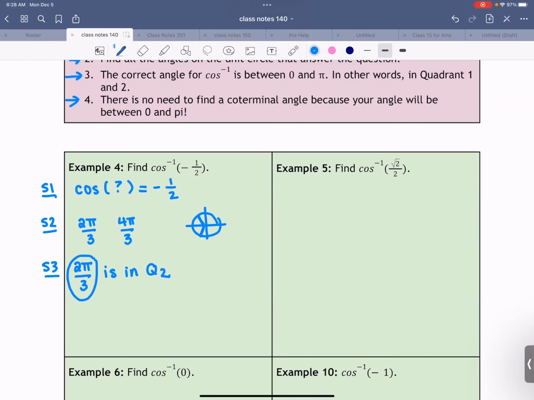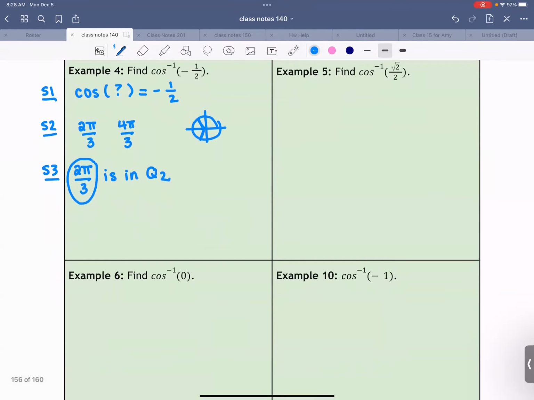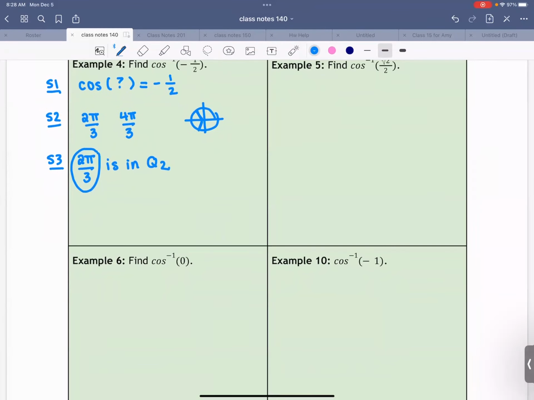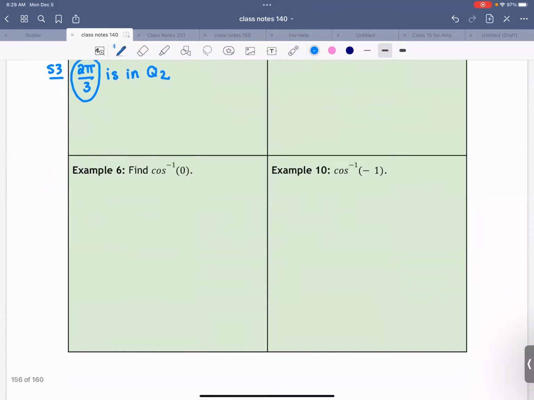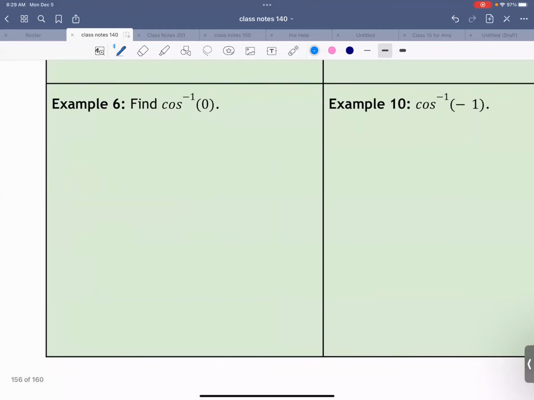Let's see what I want to do here. I actually want to do example number 6 with you. So why don't we skip over example 5 for now? I'm going to do example 6, and then we're actually going to go through this together, sorry. All right, let's do example number 6 real quick.